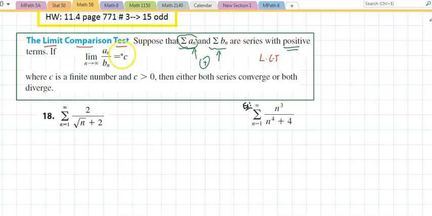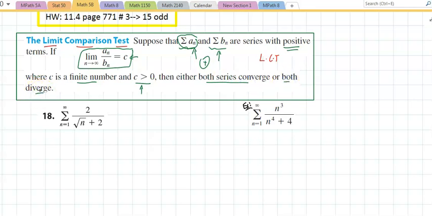If I take the limit of the sequence part and I get a number, that number is finite and positive. Well, if it's negative, that means one of them is negative and you messed up. You can't use this test if you get a negative number. But if this number right here is finite, it's not infinity, then either both series converge or both series diverge.